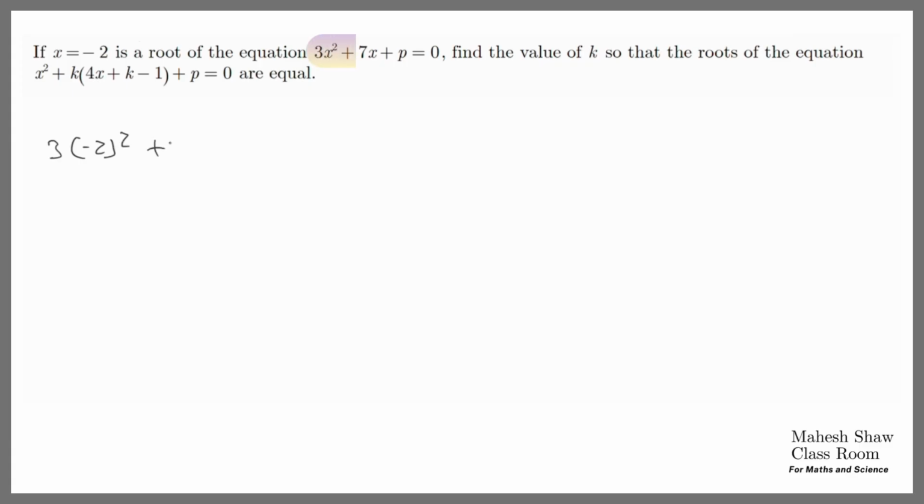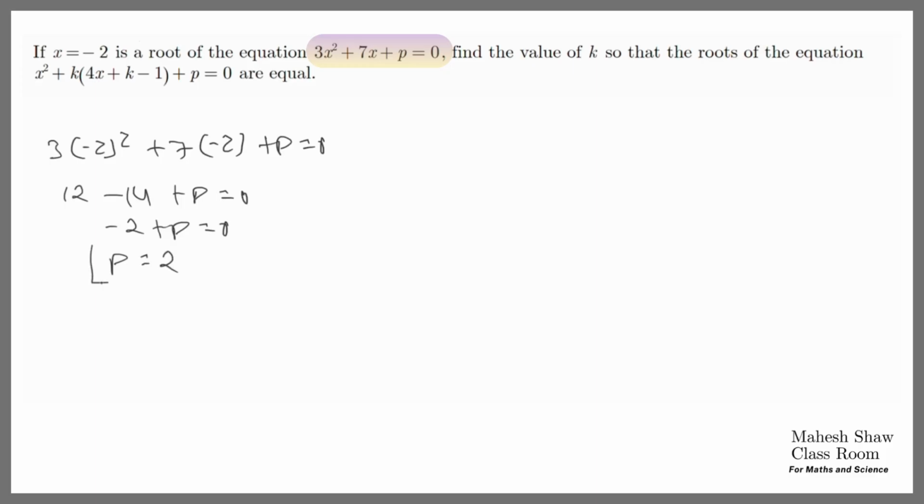(-2) square plus 7 times (-2) plus p equals 0. This is 4, right? Positive 4, and 7 into -2 is negative 14, plus p equals 0. So this is negative 10 plus p equals 0. That implies p is equal to 10. So once we have obtained the value of p, the next thing that we will do is to replace this p with the value which is 2 in this case.